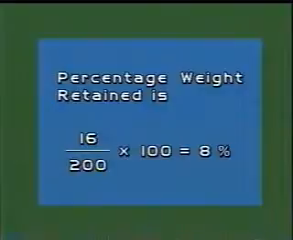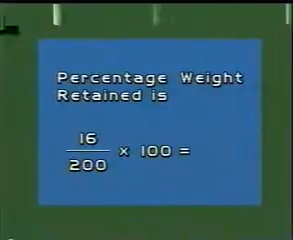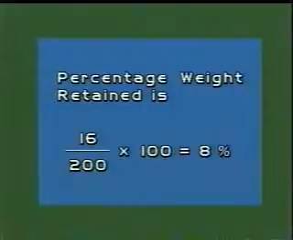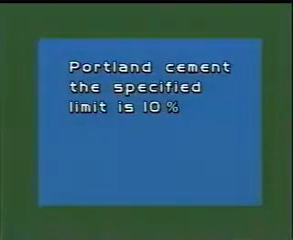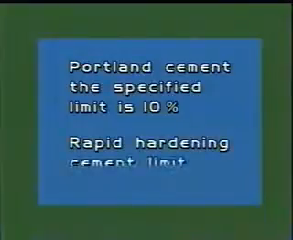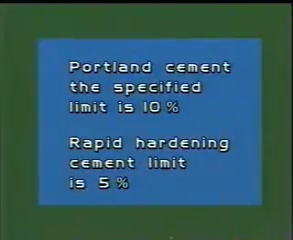The percent residue should not exceed the specified limits of the IS code. For Portland cement, the specified limit is 10%, whereas for rapid hardening cement, this limit is 5%.